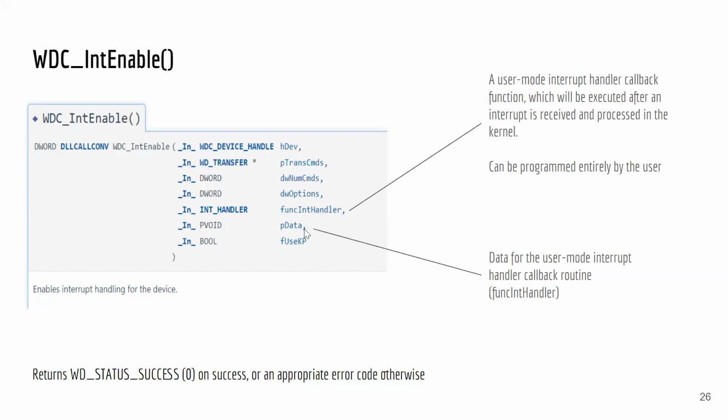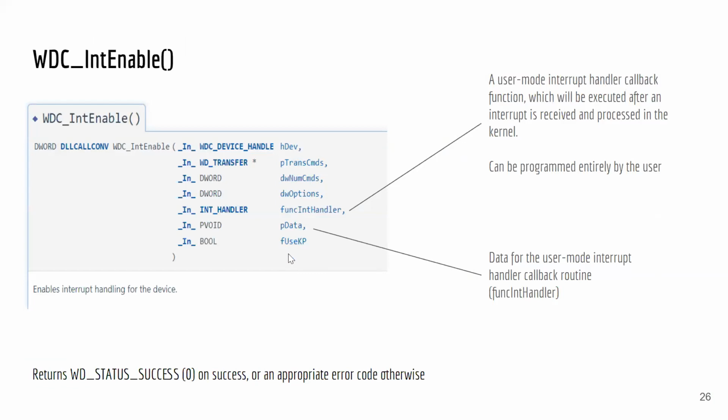The pData parameter is the data for the user mode interrupt handler callback routine. The data that will be added, or any function or parameter applied here on pData, which we will see as pDev in our demo, will be utilized by the func handler. It has great power, and I will show you now what I am talking about. And this is a flag: either you use the kernel plugin or not, true or false.